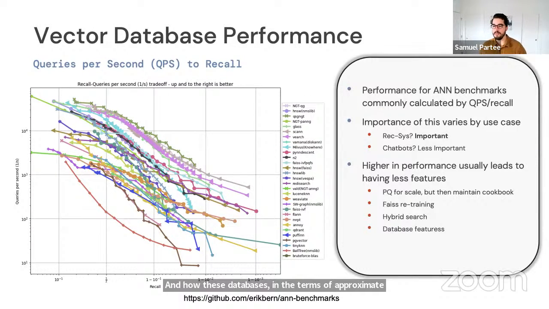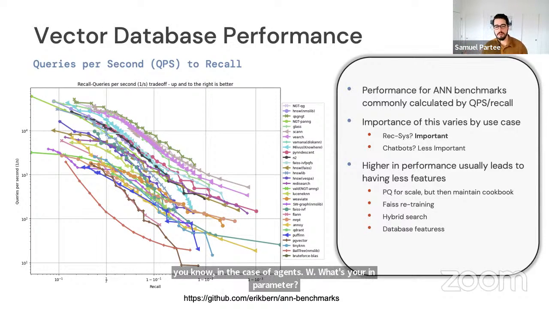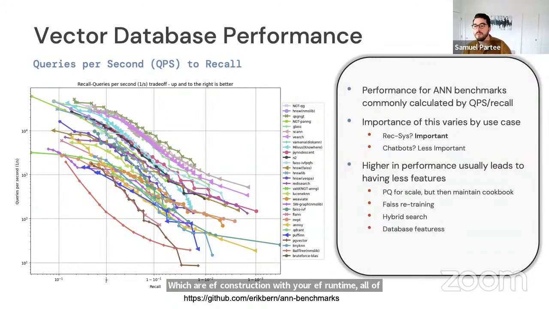And the reason being is, if you have a KNN, obviously your recall is perfect. If you have an ANN, you have a lot of tuning knobs. In the case of HNSW, what's your M parameter, what's your EF construction, what's your EF runtime? All of those that you see in the HNSW paper, they all matter to determine what your recall is and what your QPS is. In this case, this is a single CPU benchmark where they test the QPS for recall of a number of different platforms.